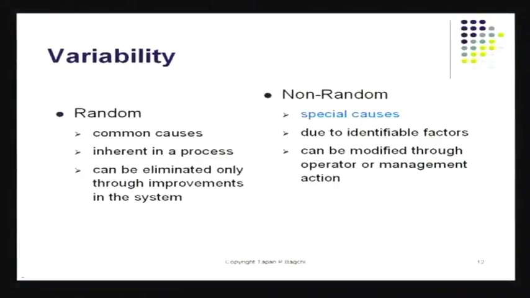The same thing we have in production also. When we produce these widgets, these items or these parts, there are these special factors, and I'll give you many examples of these as we go along. These may cause large variations in the system, large variations in the output. And these factors can generally be identified.